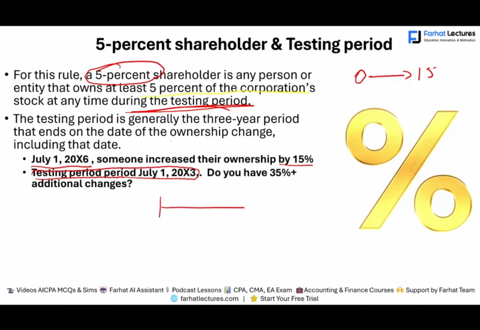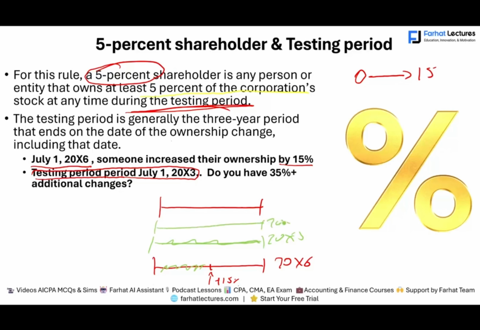So now we look at this, 20x6, July 1st. Somebody increased their ownership by 15%. So what we do is this. We would look at the past 3 years: all of 20x5, all of 20x4, that's 2.5 years, and July 1st, 20x3. So we would look back at the past 3 years and see if there's any ownership change that occurred at 35% or more, assuming those 35% shareholders have 5% ownership.